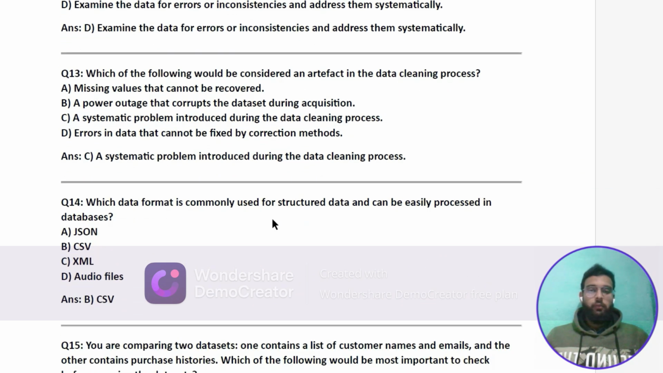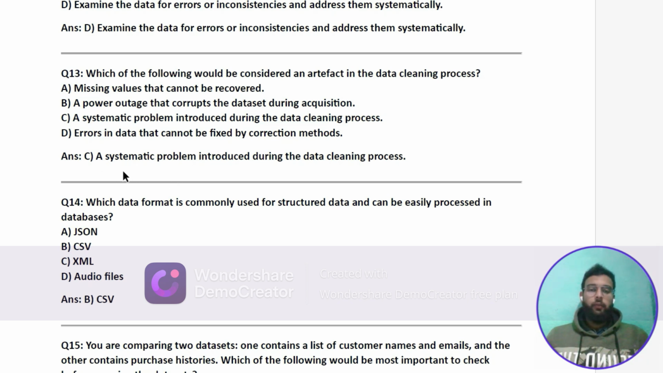Now the 13th question is, which of the following would be considered an artifact in the data cleaning process? A. Missing values that cannot be recovered. B. A power outage that corrupts the dataset during acquisition. C. Systematic problem introduced during the data cleaning process. Or D. Errors in the data that cannot be fixed by correction methods.